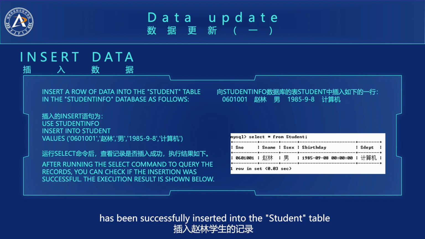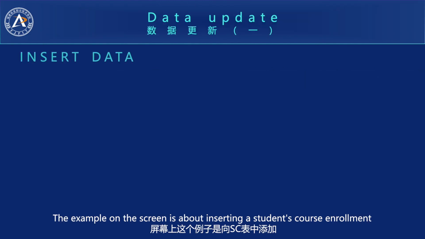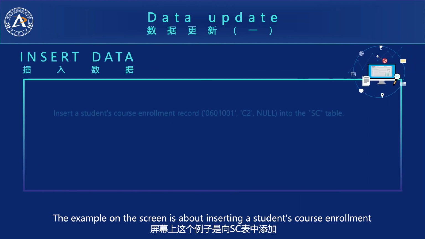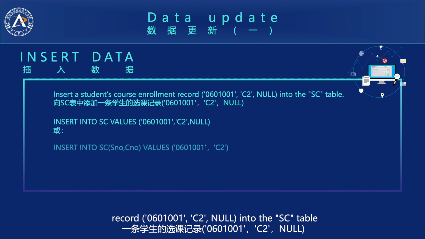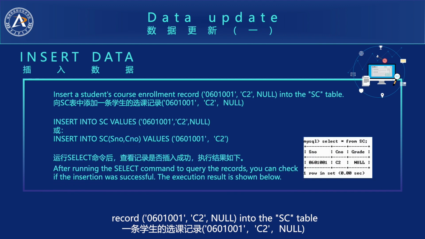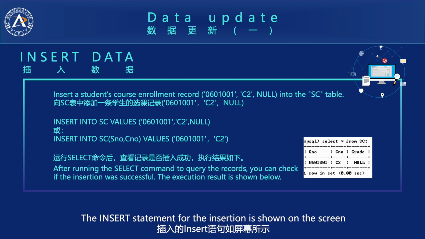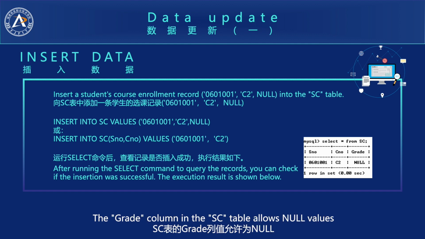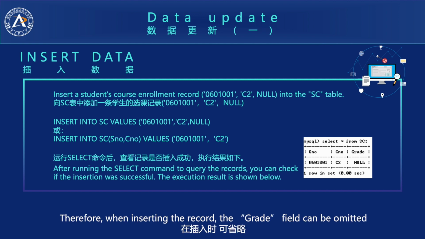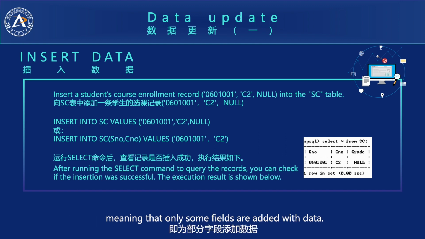The example on the screen is about inserting a student's course enrollment record 0601001 C2 null into the SC table. The insert statement for the insertion is shown on the screen. The grade column in the SC table allows null values. Therefore, when inserting the record, the grade field can be omitted, meaning that only some fields are added with data.